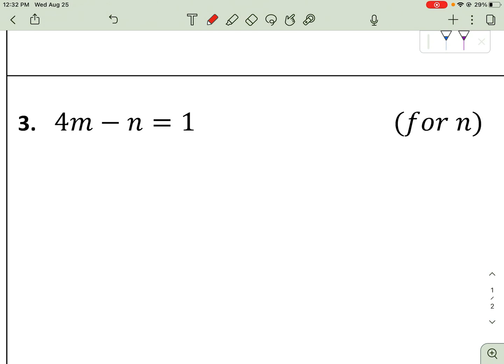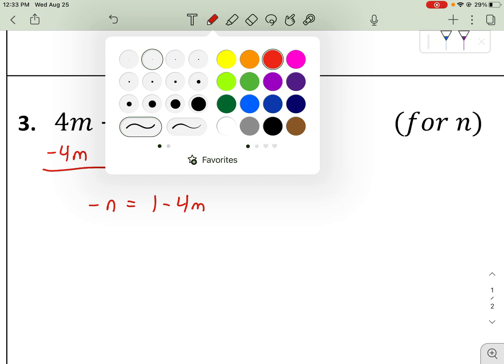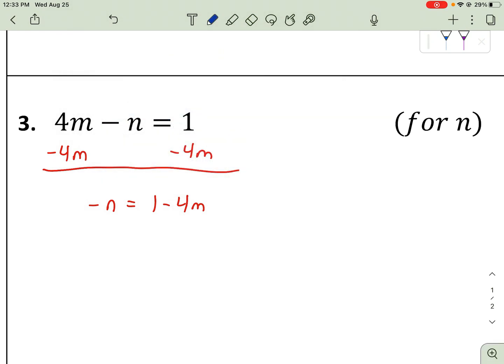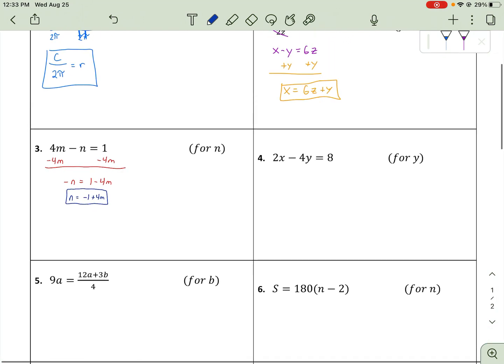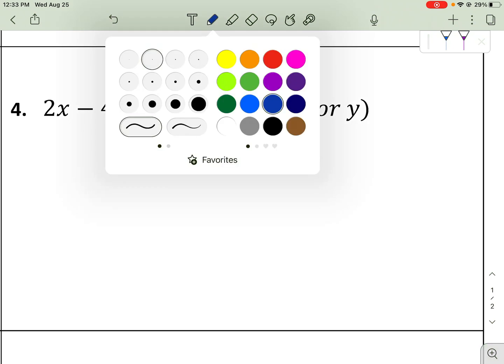But to solve this for n, we're going to subtract 4m to get the n by itself. Now something weird does happen here because we still have this negative sign. So we have negative n equals 1 minus 4m. Now when that happens, mathematically, you can multiply both sides by negative 1, but all that does is change the sign of everything. So really, we can just change the sign of everything and get n equals negative 1 plus 4m. So there you go.